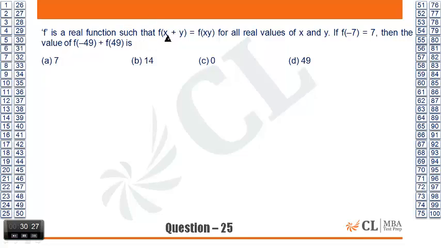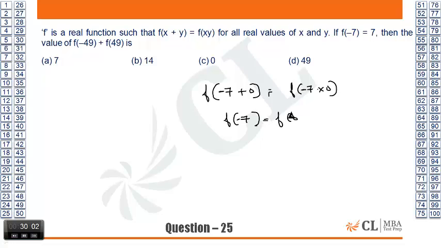f is a real function. f of x plus y equal to f of xy. f of minus 7 equal to 7. Then what is the value of this? So favorite number 0. f of 7 plus 0 is f of 7 into 0. Which means f of minus 7 should be equal to f of 0, which will be equal to 7.